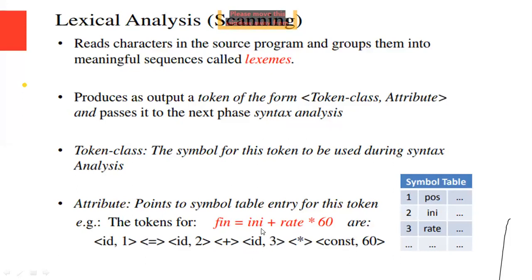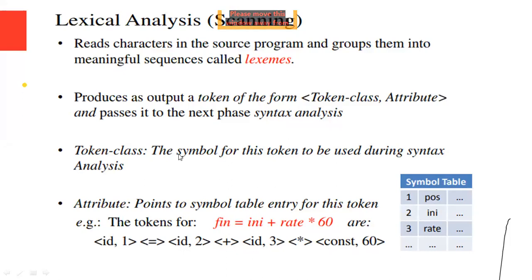Here INI is an identifier, rate is an identifier, FIN is an identifier, and 60 is the constant. So here we are writing constant comma 60. What is the value of this one? 60. There is no change in 60, which means it is a constant.